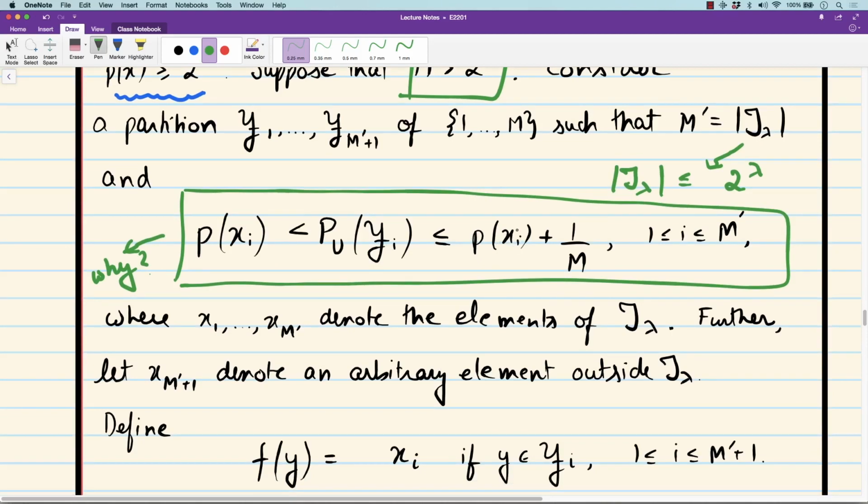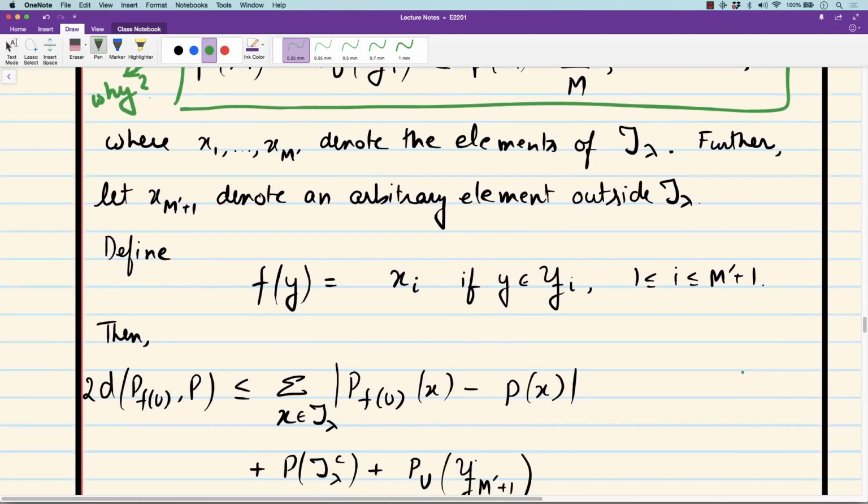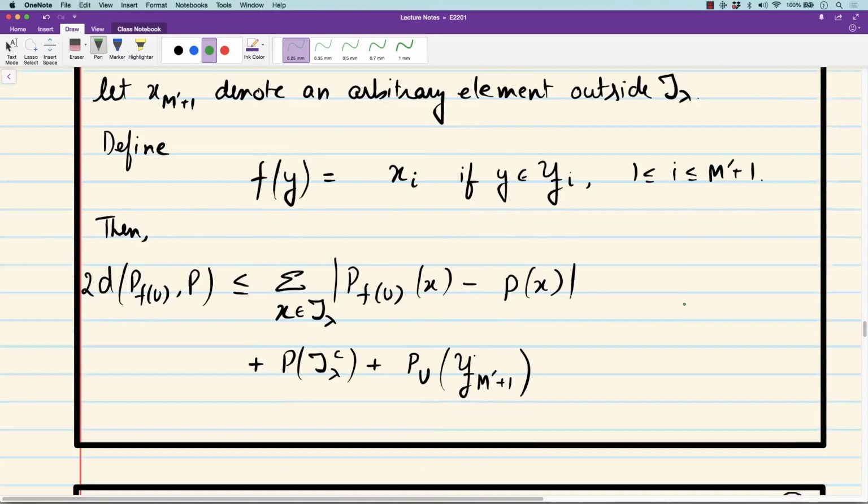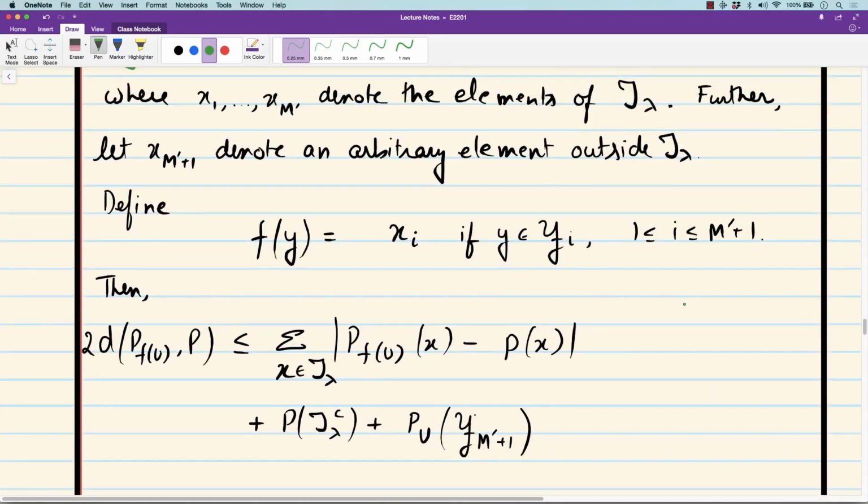So now you can imagine what we are trying to do. Whenever we see something in this part, this yi, we will declare xi, because we want to generate something from PMF P. And it is off by some 1 by m, but that's the error we have to account for. And this last element x m prime plus 1 is something outside the T lambda, some arbitrary element you can choose. Now what is our function? The function that we want to use to generate our PMF. Well, it's very simple. When you see y in yi, you declare xi. That's our function.